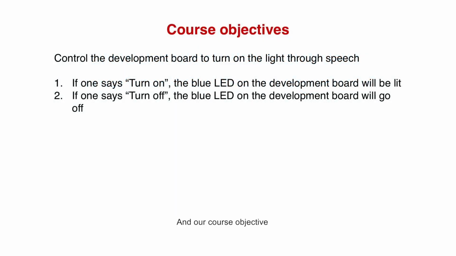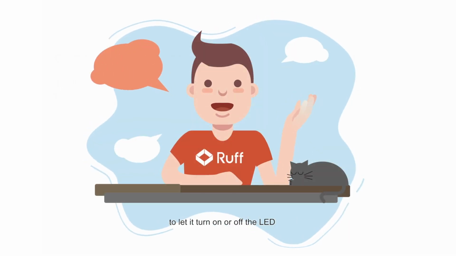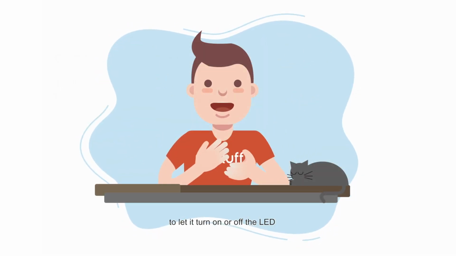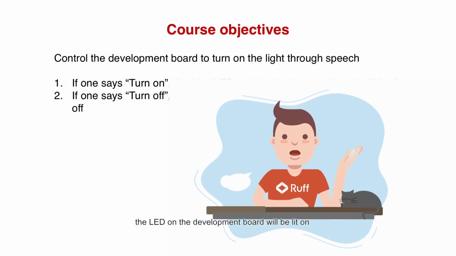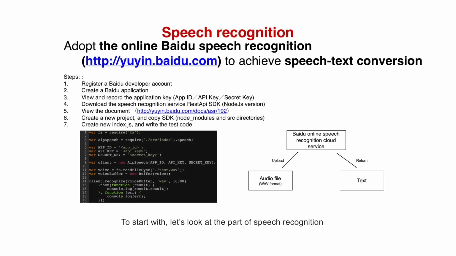Our course objective is to control the development board through speech sounds to turn on or off the LED. When we say turn on, the LED on the development board will be lit. When we say turn off, the LED on the development board will go off. To start with, let's look at the part of speech recognition.